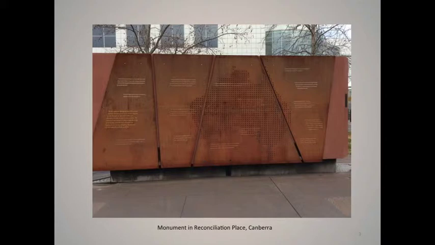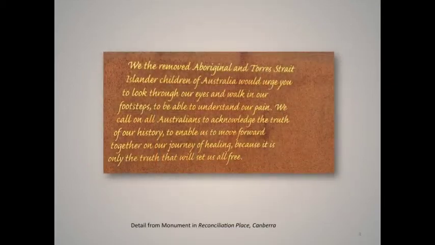So, as you can see on here, there are a number of individual inscriptions, but there's one particular one that was mentioned in this article that I read, and this is what it says. "We, the removed Aboriginal and Torres Strait Islander children of Australia, would urge you to look through our eyes and walk in our footsteps, to be able to understand our pain. We call on all Australians to acknowledge the truth of our history, to enable us to move forward together on our journey of healing, because it is only the truth that will set us all free."